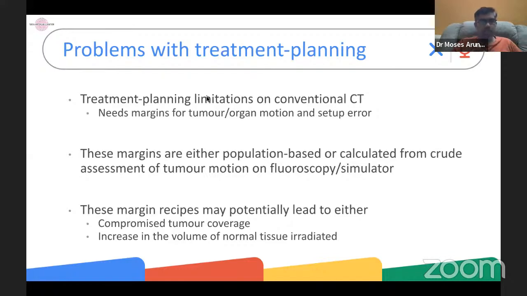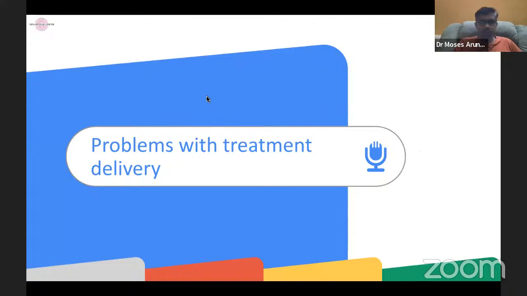The problems with using such margins are we can either cover the volume of the tumor less and lead to compromise in tumor coverage, or you may end up treating a larger volume wherein the tumor is situated near a very critical organ. You end up giving more toxicity. These are the problems that we can face with treatment planning.